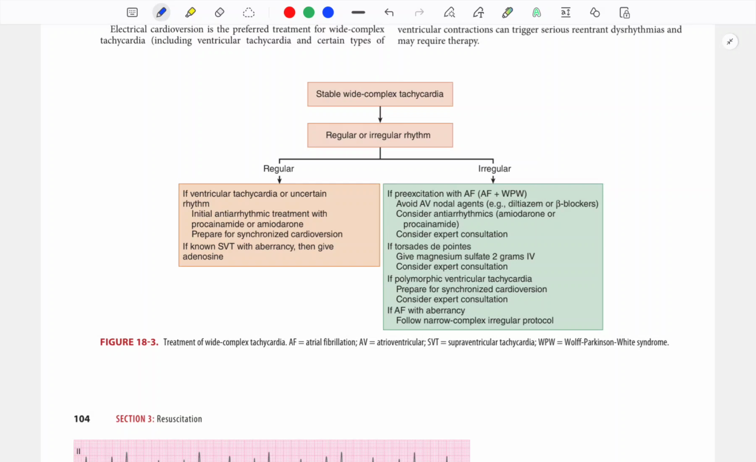You can also prepare the patient for synchronized cardioversion if the patient may become unstable, as giving the antiarrhythmic drugs will decrease the energy required for cardioversion.